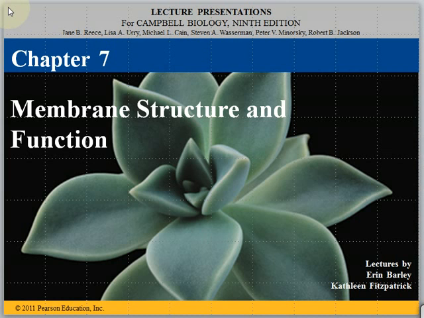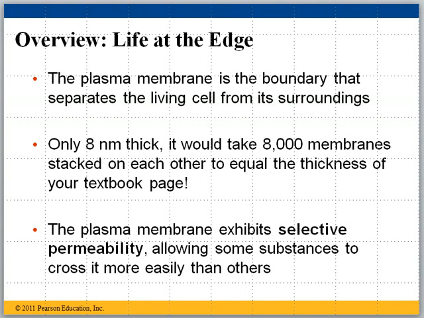So let's go ahead and get started. We'll look at an overview first, and then we'll hit the ground running. Our overview basically talks about what they're calling life at the edge. So the plasma membrane is kind of like the dividing line between the inside portion of the cell and the outside. It's basically what separates a living cell from its environment, from its surroundings.